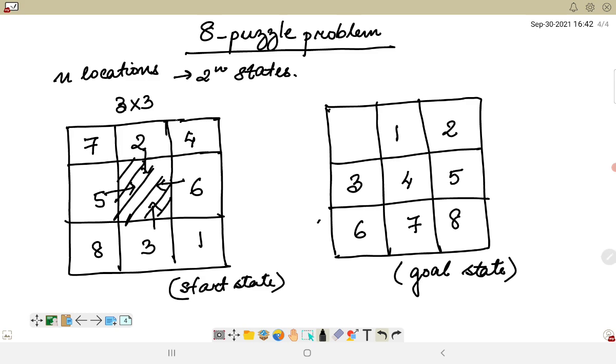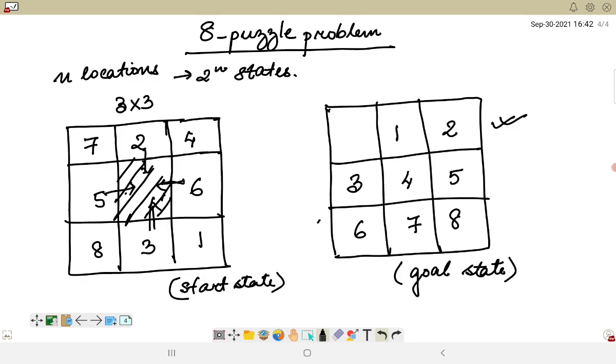So I have a representation something like this, and in between this block is empty, and I can make the other numbers move the way it is there. We have already played this game in our childhood. So I can shift the tiles left and right and top and bottom and use it in such a way that it represents this goal state. That means the numbers are arranged in a very synchronized manner.